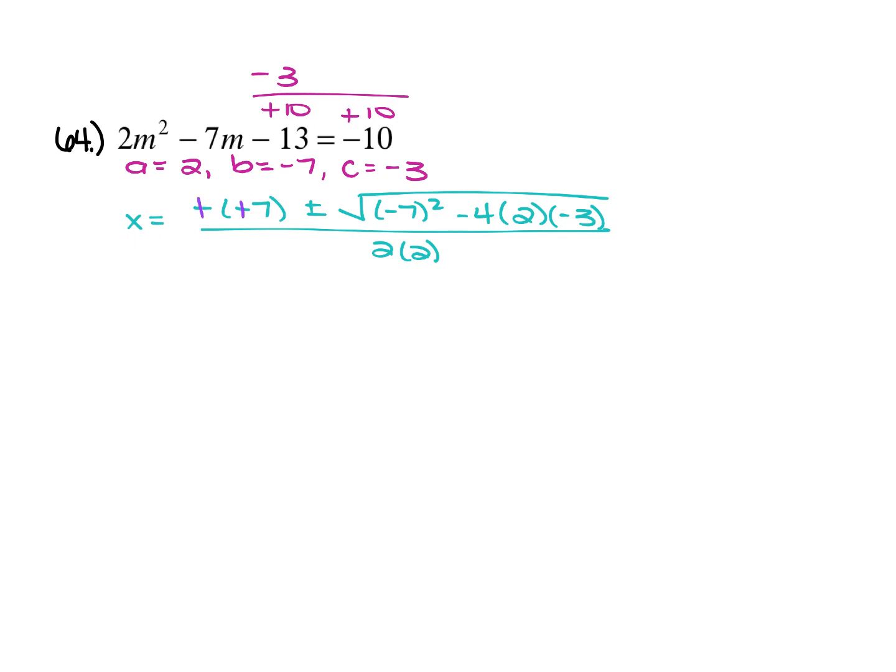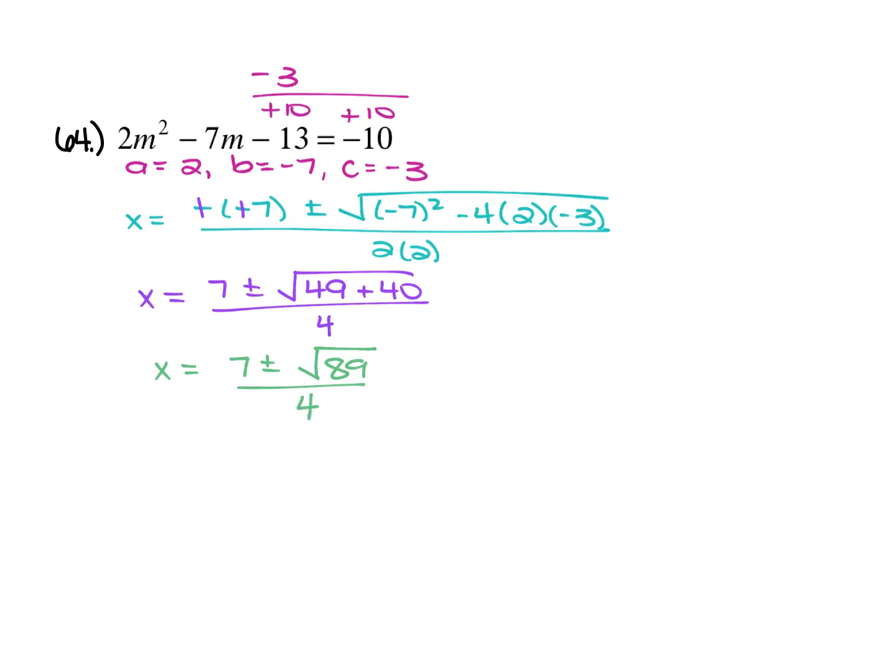The opposite of -7 is +7. The -7 squared is 49. The -4 times 2 is -8 times -3 is a +24. And this is all over 4. This then simplifies to be 7 plus or minus the square root of 73 over 4. You cannot take the square root of 73, so you would leave it as 7 plus or minus the square root of 73 over 4.